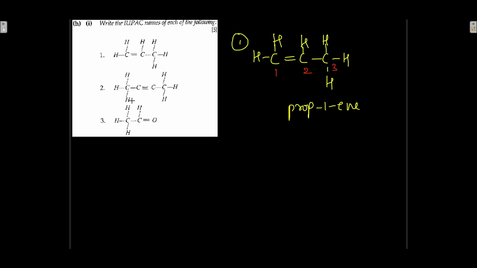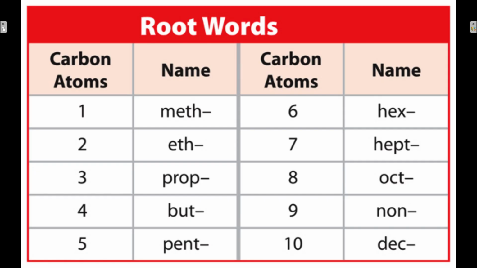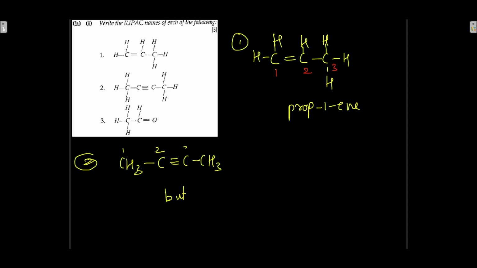Second one, I will write the condensed formula now for the second one. If it is not visible, CH3, C triple bond C, CH3. It always makes it easy. If they give you a structural formula, you write the condensed formula to write the name. You will not have confusion. Again, here what is the word root? 1, 2, 3, 4, but, and numbering 1, 2, 3, 4. At the second position you have a triple bond, so but-2-yne, the suffix for a carbon-carbon triple bond. So this is but-2-yne or 2-butyne, you can write.